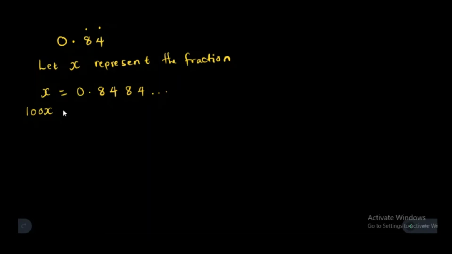So 100x is equal to, so these are 2 zeros, so my decimal place is going to move 2 steps to my right. So 1, 2. Alright, so in that case then I'll have 84.8484 recurring. Alright, so this is the first equation and then this is the second equation. So what I'm going to do is subtract the second equation and the first equation.